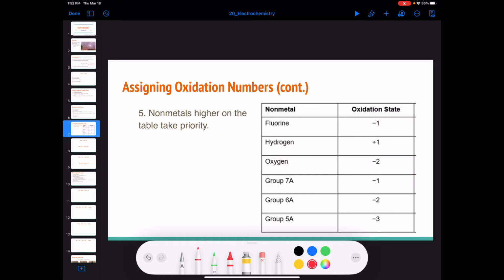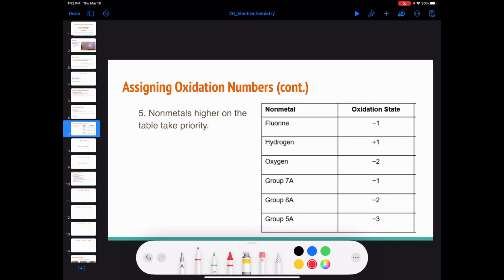Okay, rule number 5 is a table. And I know tables are a pain, but it's just what you have to do. So in this case, fluorine is automatically assigned a -1, okay? And then hydrogen, then oxygen, then the rest of your halogens in group 7A, then group 6A, then group 5A, right? And you just start at the top of the table, work your way down until you have something that doesn't have an oxidation number, and then you can solve for it.